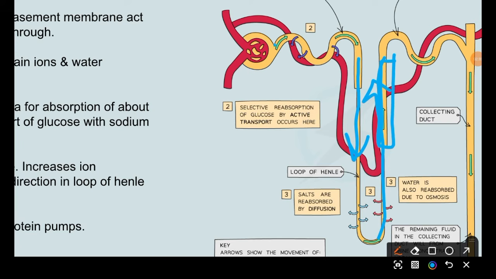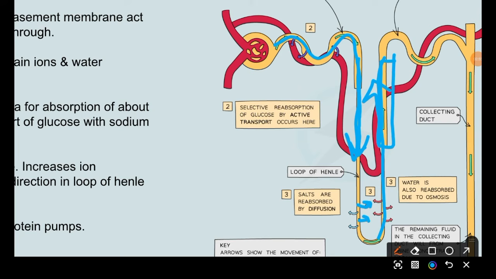Okay, so here we have the filtrate that just came out of the blood. It's coming first through the descending limb. The descending limb is thinner and it's permeable to water. So water, as you can see those blue little arrows, water is going to leave through the descending limb.